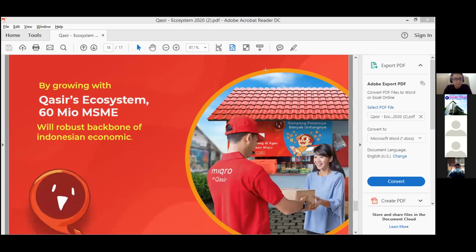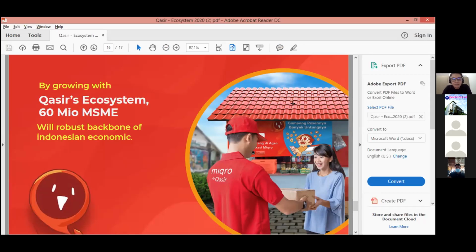So we believe that by growing with the Kasir ecosystem, the 60 million MSME will be a robust Indonesian economic backbone, and we intend to help them grow their business, so we can save the Indonesian economy.